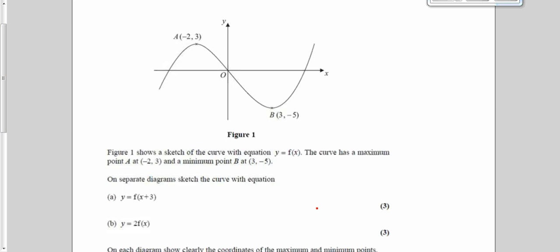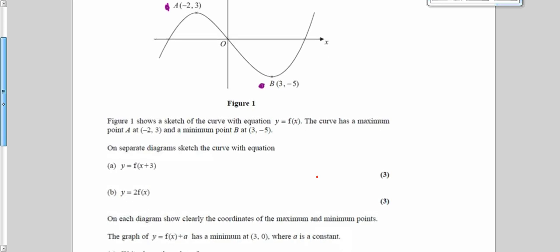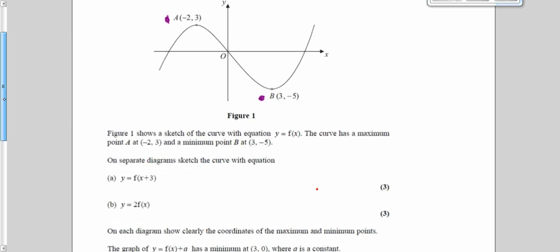We're given a maximum at A and a minimum at B. And you can see these on the graphs. And these are the most important points of the graph for us because we need to show how these move when we do the following transformations.